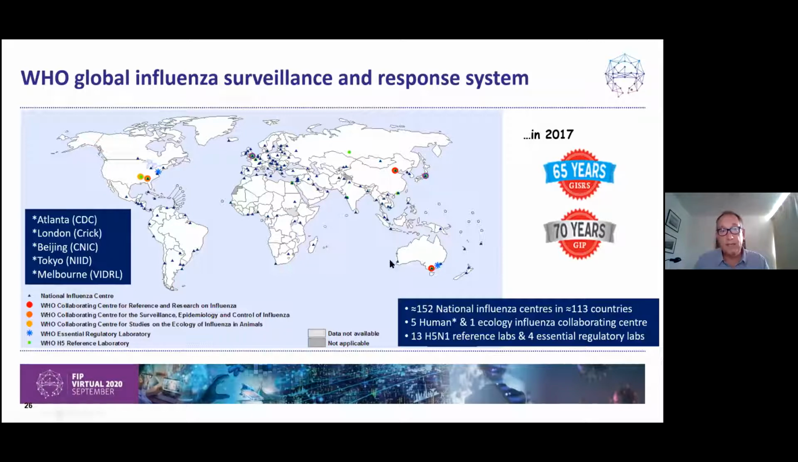As you can see, this GISRS is not something that started yesterday. In fact, in 2017, they celebrated their 65th anniversary of existence under the WHO Global Influenza Programme, which itself was 70 years old in 2017. And it is interestingly probably the longest running and oldest single pathogen surveillance and response system on the planet. It's looked at with some envy for lessons to be learned for other diseases. And COVID, for example, is a good example of how this system has been leveraged for the current pandemic. Maybe to the next slide, please.